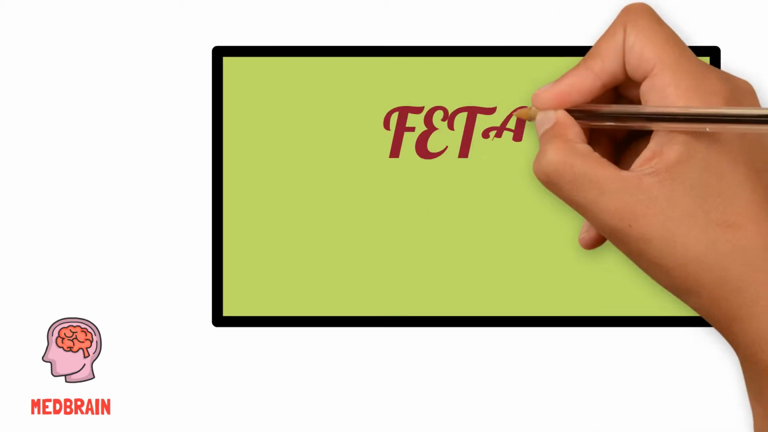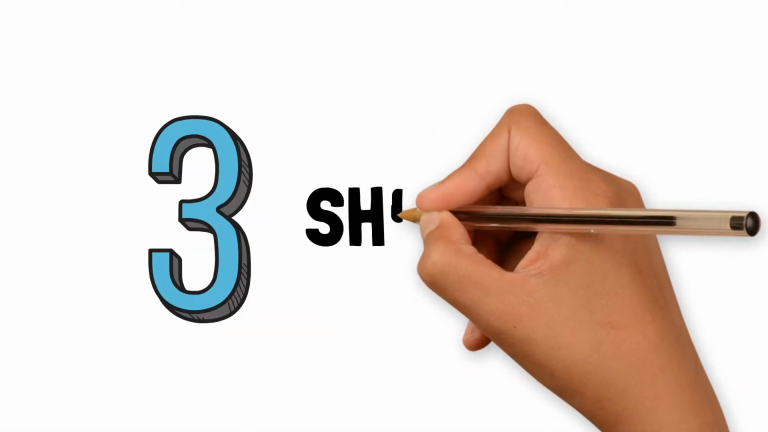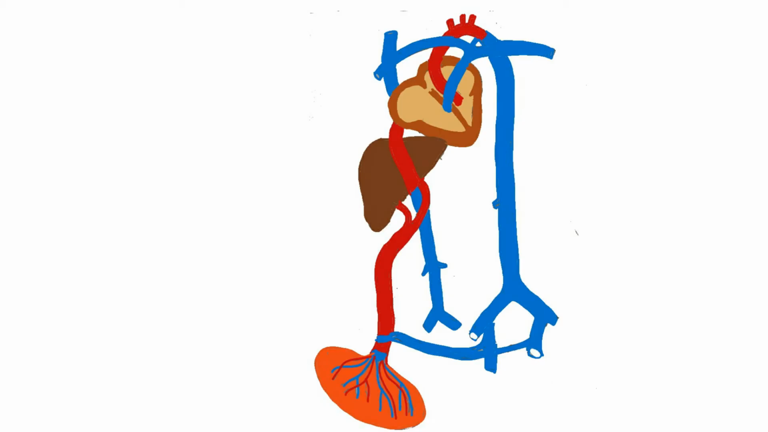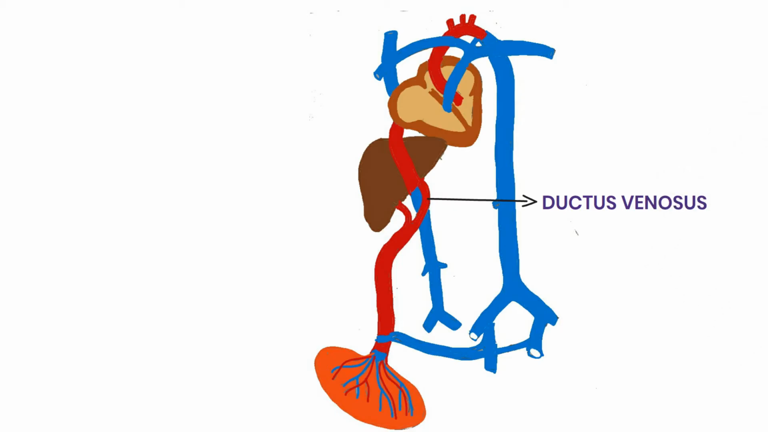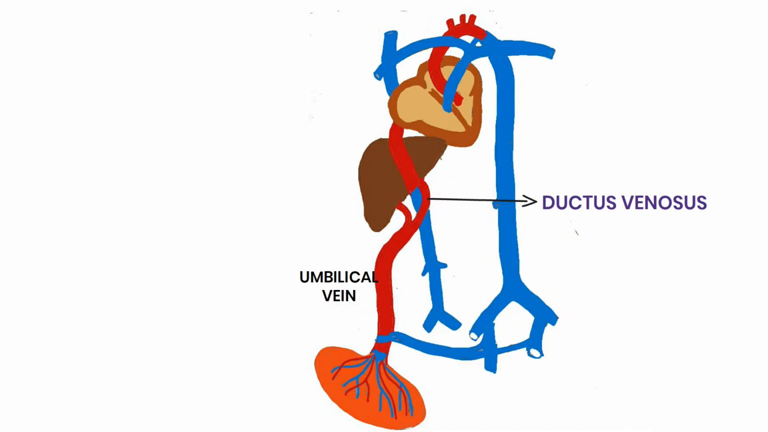Fetal circulation. Three shunts are important in maintaining fetal circulation. One is ductus venosus, between umbilical vein and inferior vena cava. This is helpful in bypassing liver.